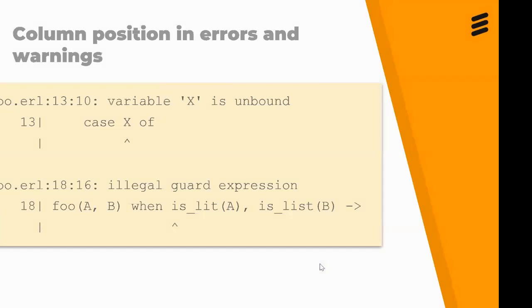Also, a new thing here is that the compiler is now giving column positions for errors and warnings. You can see it here. 13 is line number 13, and 10 is the column number. And also the printouts from the compiler, which show with a marker where the error is.